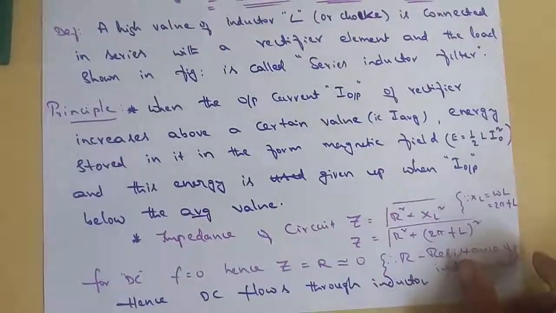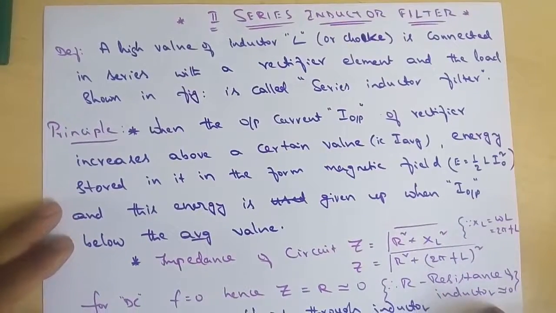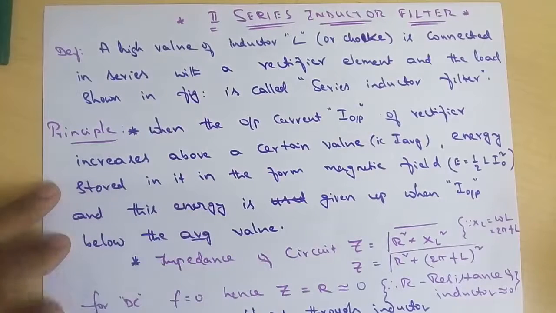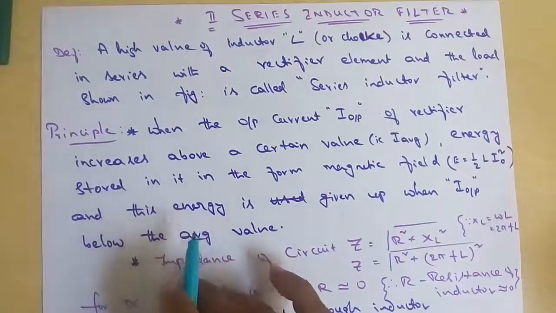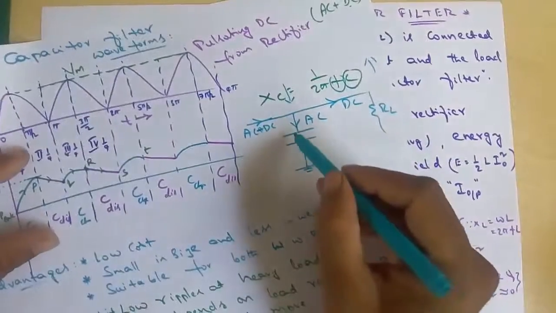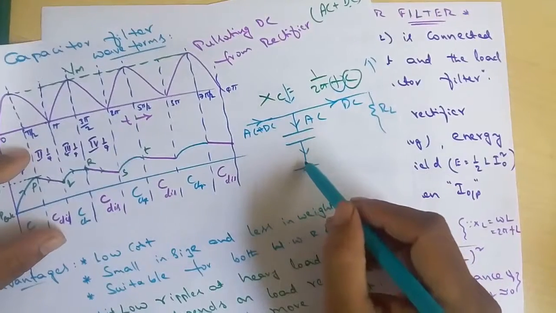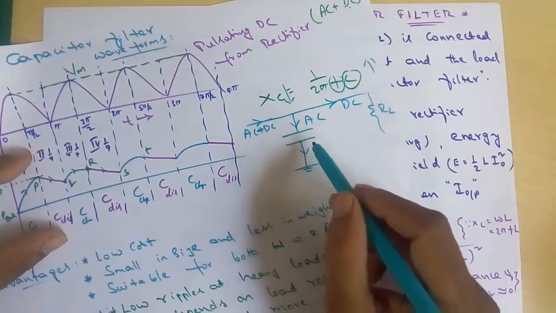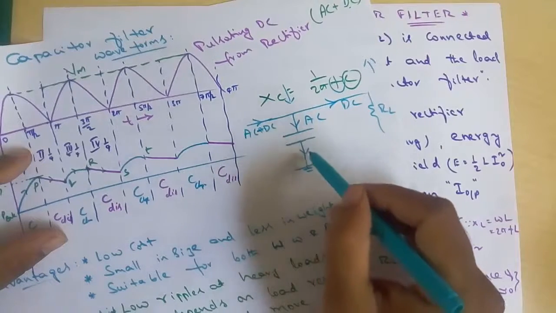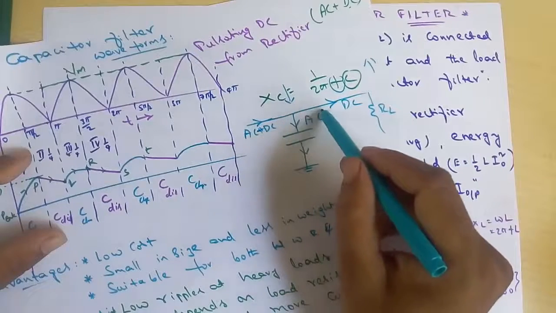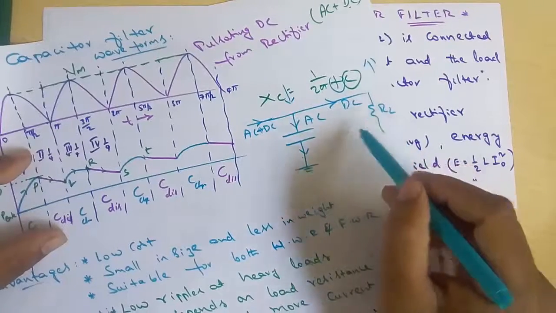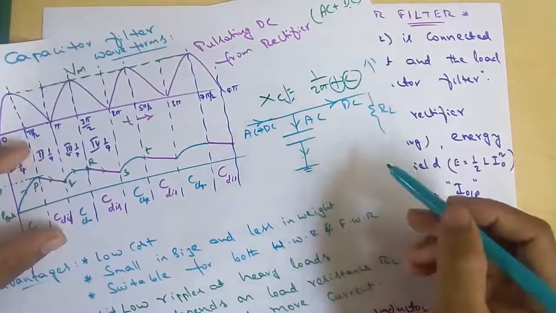Now the next one we have to discuss is the series inductor filter. The first one is called the capacitor filter, otherwise you may call it the parallel capacitor filter, and the next one is the series inductor filter. Why is the capacitor in parallel? The capacitor always extracts AC, since it offers a low reactance path for AC. That's why it should be parallel. Whenever it is parallel, it extracts AC and does not allow DC, so DC flows through the load resistance RL. This is the reason. Now, in the case of an inductor, what happens here?